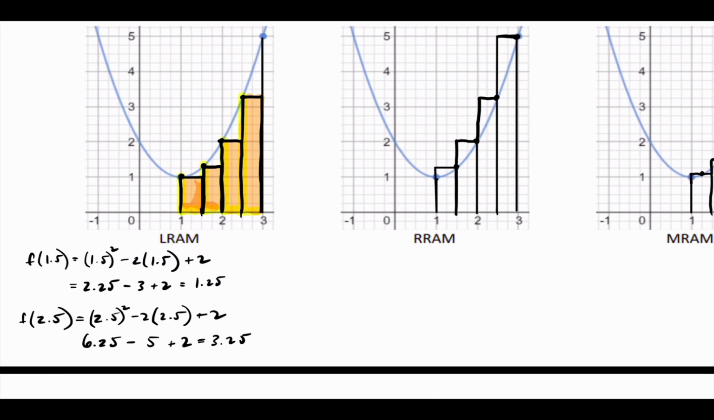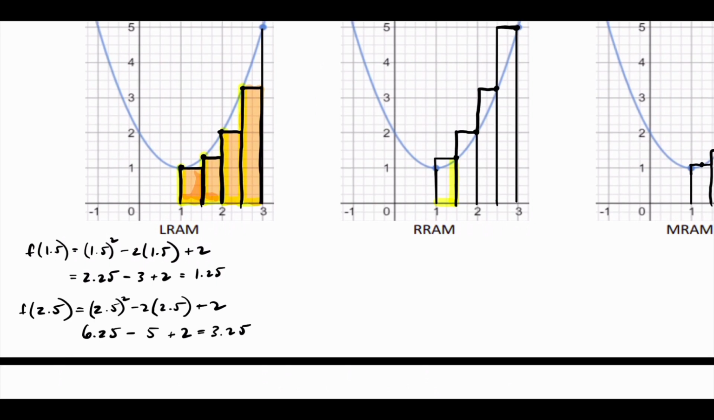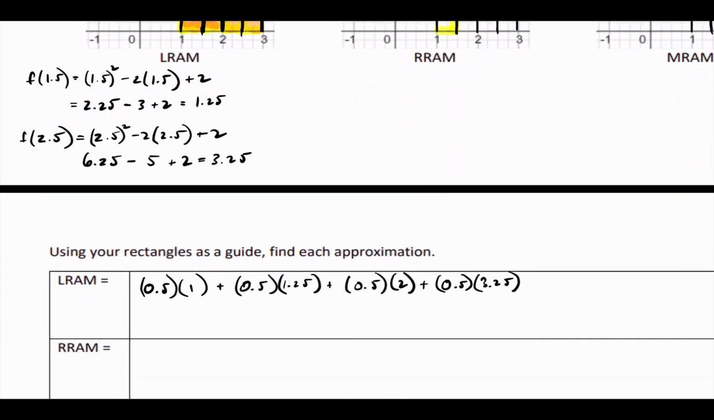So here we go. We have a width of 0.5. How tall is that here? How do we know that? Without checking, how do we know that that's 1.25? Yeah, because we already checked it, right? We already checked the height at 1.5, and we saw it was 1.25. So we don't need to do the math again. So the first rectangle for RAM is going to be 0.5 times 1.25.